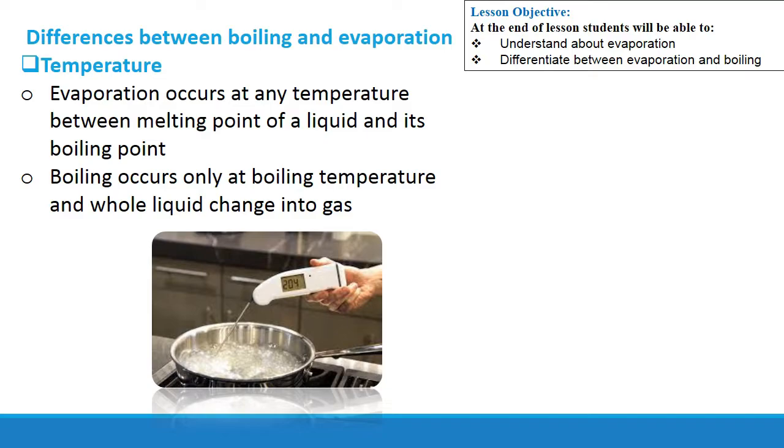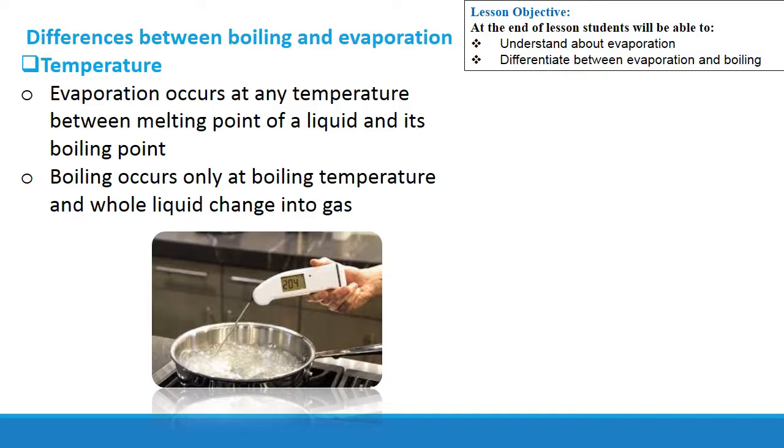In the case of evaporation, it occurs at any temperature between the melting point of a liquid and its boiling point, while boiling occurs only at the boiling temperature. That's why it's called boiling. It occurs only at a boiling temperature, and the whole liquid changes into a gas. So on the basis of temperature, this is one of the differences.